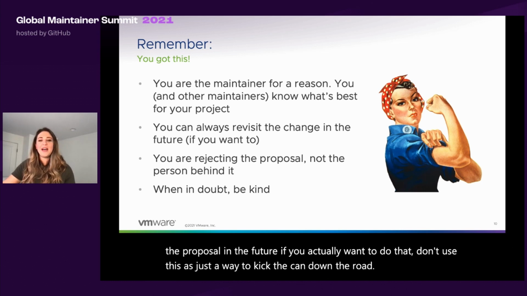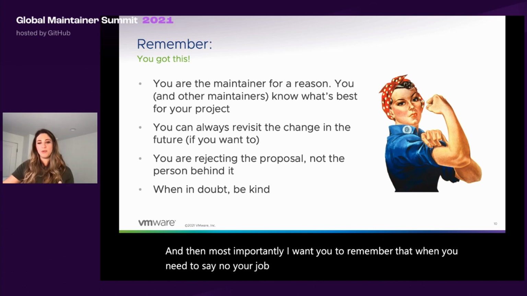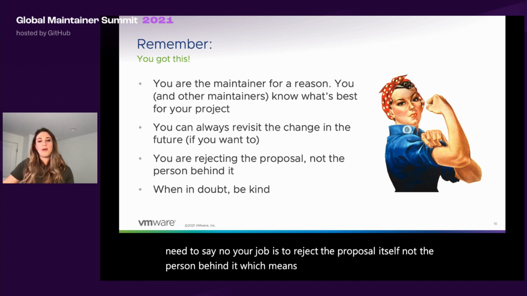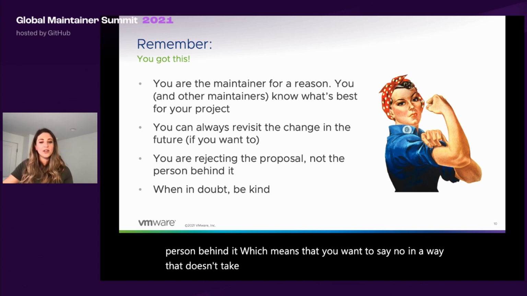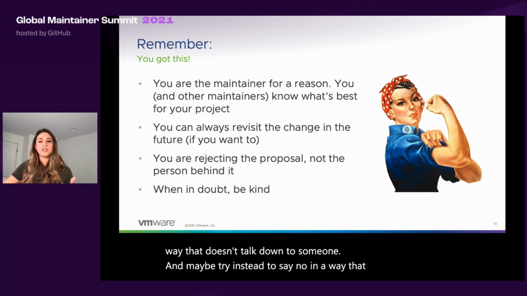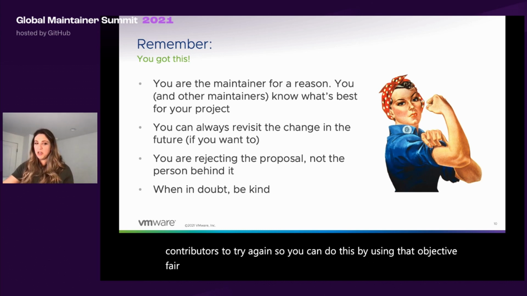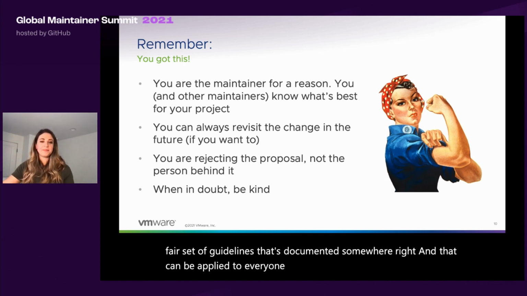And then most importantly, I want you to remember that when you need to say no, your job is to reject the proposal itself, not the person behind it, which means that you want to say no in a way that doesn't take aim at a person's character or intelligence, in a way that doesn't talk down to someone. And maybe try instead to say no in a way that empowers your contributors to try again. So you can do this by using that objective, fair set of guidelines that's documented somewhere, right? And that can be applied to everyone's proposal equally.